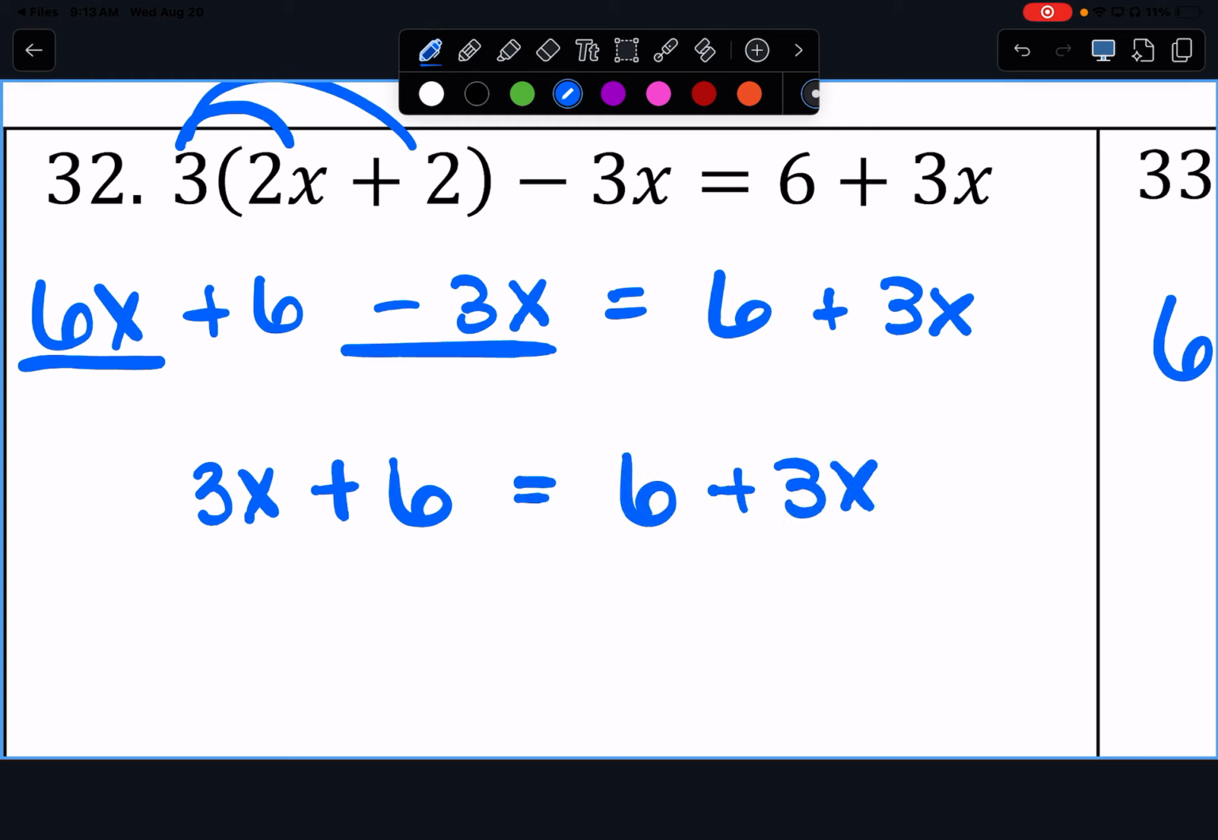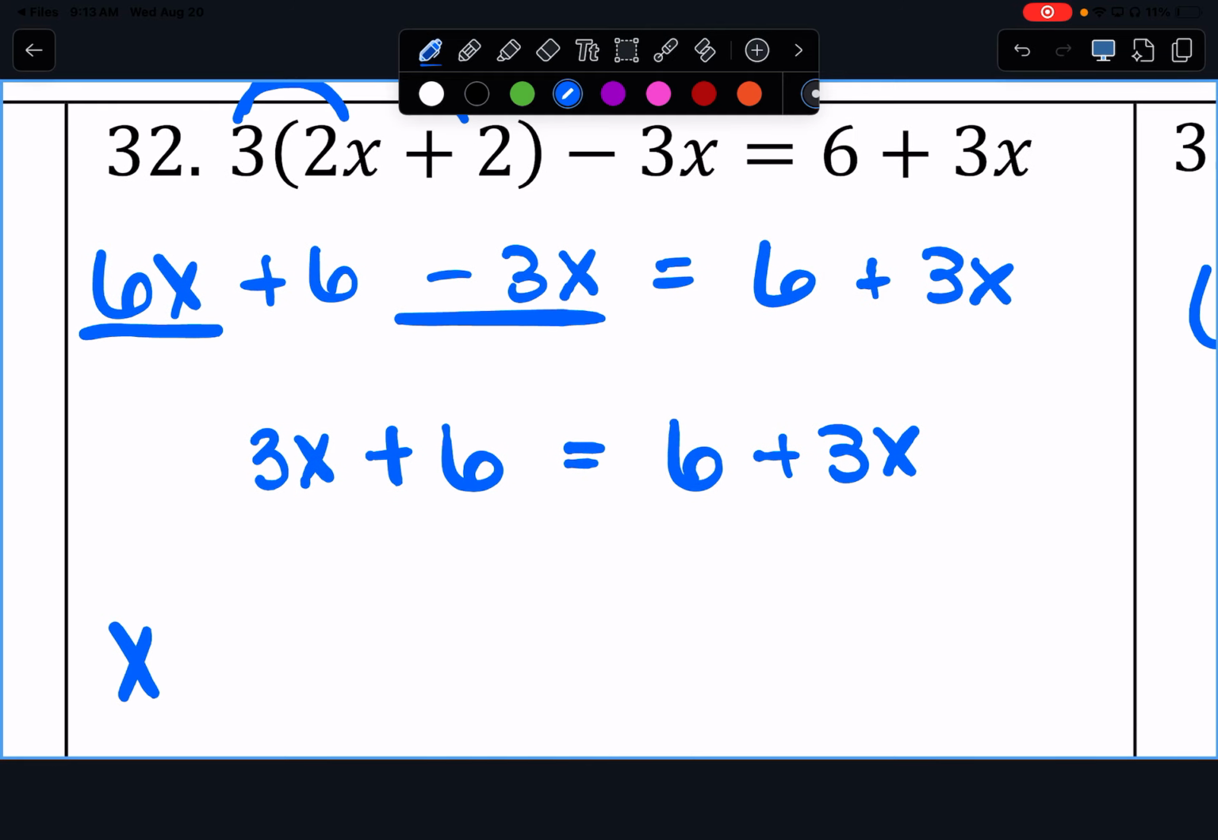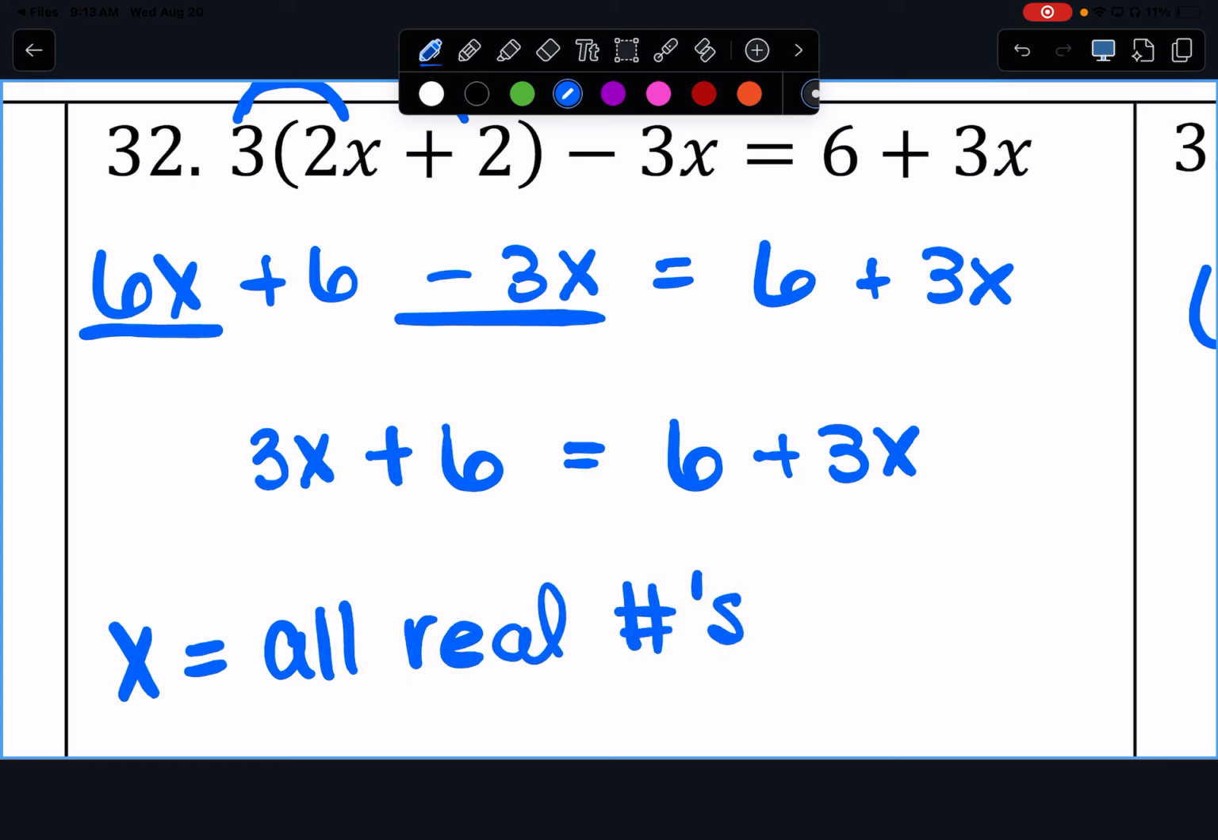What do you notice? Those are the exact same. So that means x has what? Infinitely many solutions, or x is equal to all real numbers. And yes, a hashtag symbol and a number sign are the same thing.